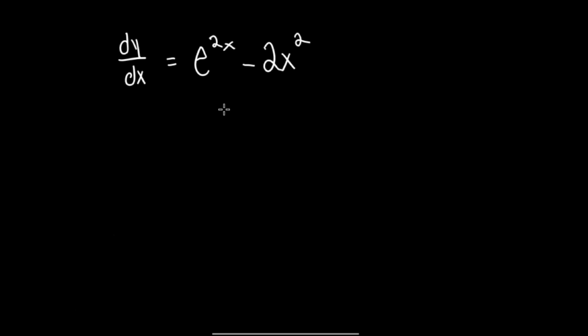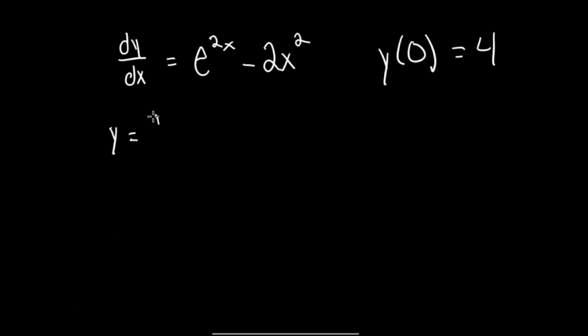So if we're given dy over dx is equal to e to the power of 2x minus 2x squared, and we're told to find the particular solution of y if we're given that y of 0 is equal to 4. So we have an initial condition, but we don't have our particular solution. However, we can find it by taking the integral of this. When we take the integral, this gets rid of the derivative and just leaves us with y.